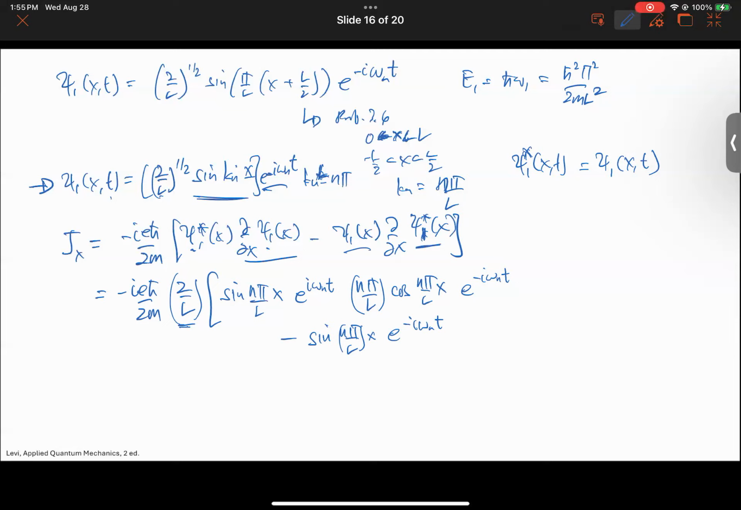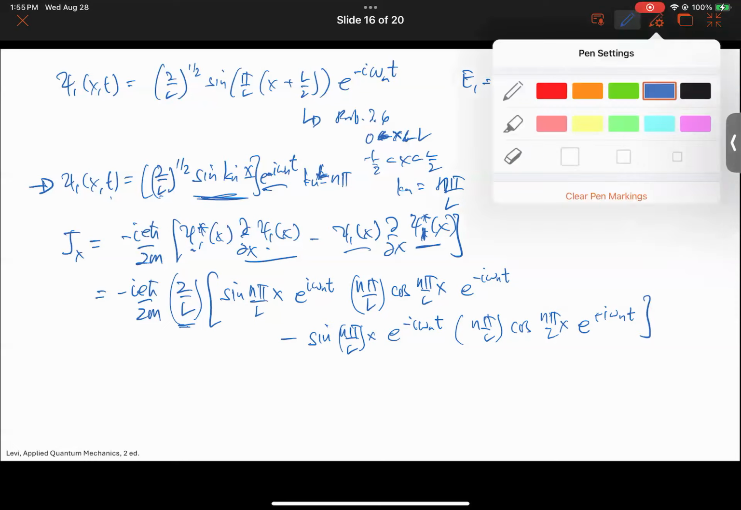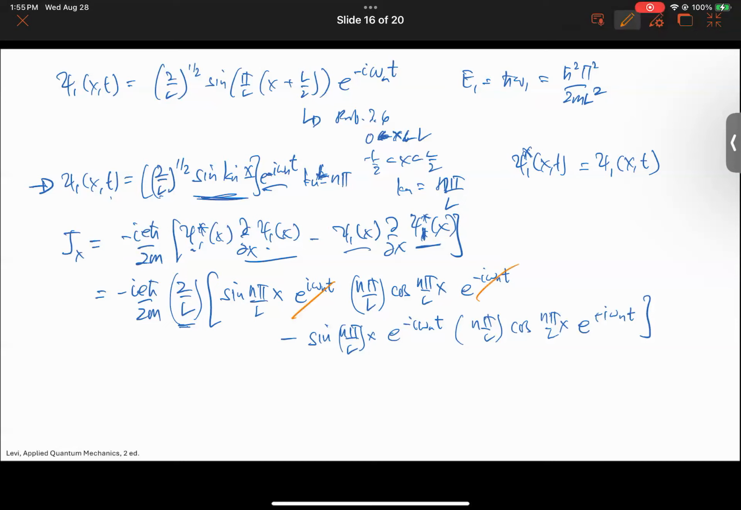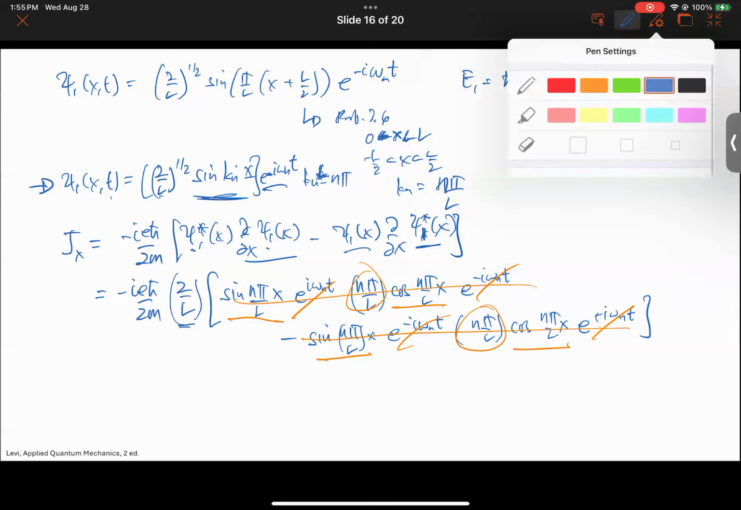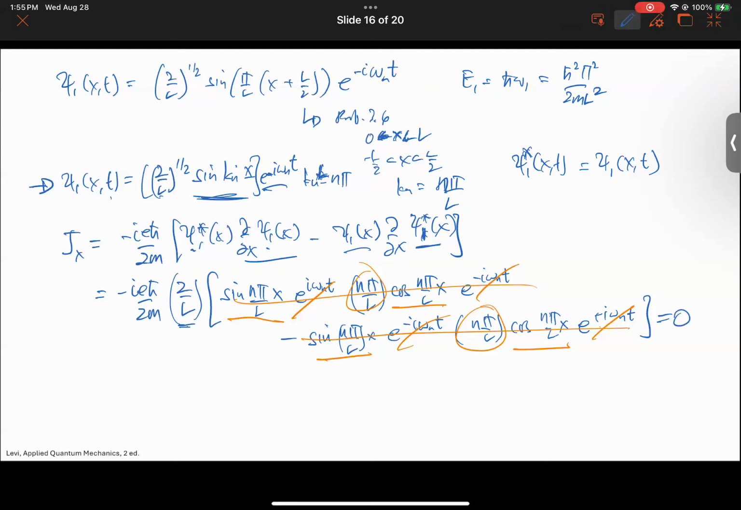The complex conjugate of this is positive. This is still n pi over L times cosine n pi over L x, then the exponential of positive i omega sub n t. These factors will cancel, or they will be equal to 1. And if you look closely, this is sine pi over L x times cosine n pi over L x, with common coefficients. So this actually cancels each other out, and J sub x there is equal to 0.